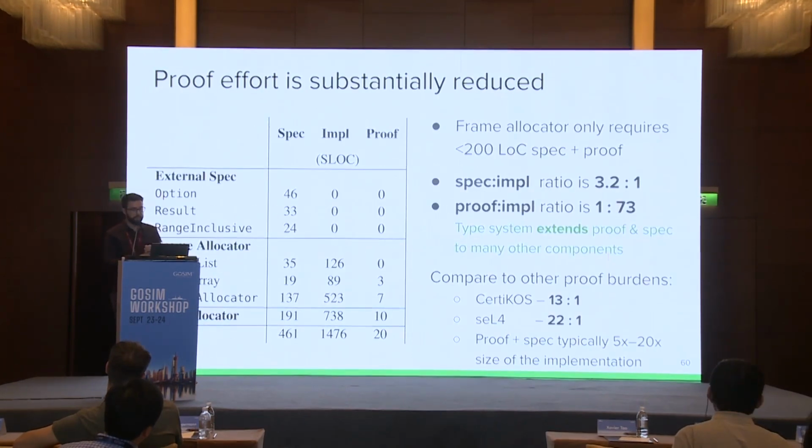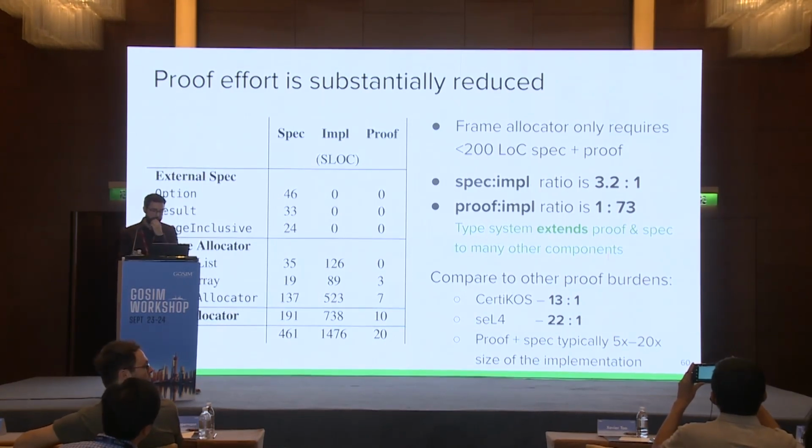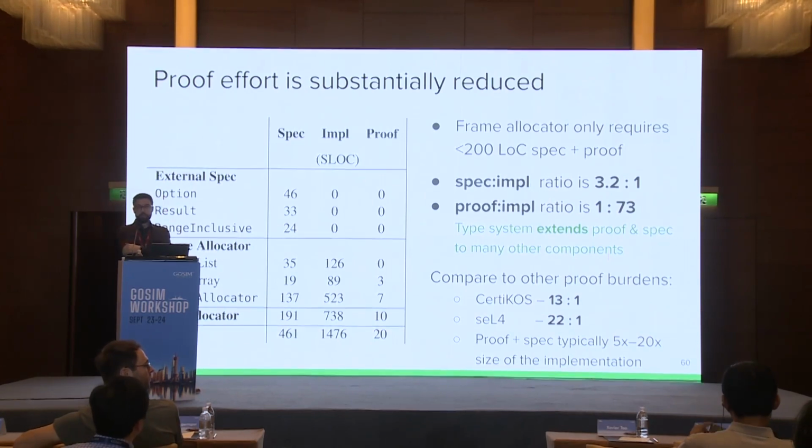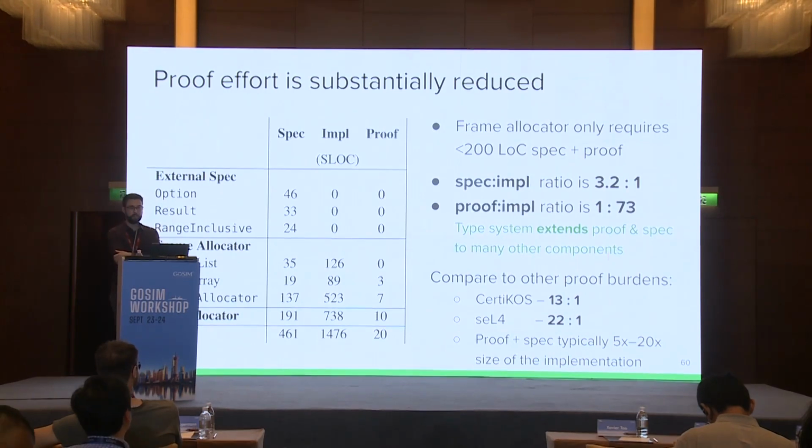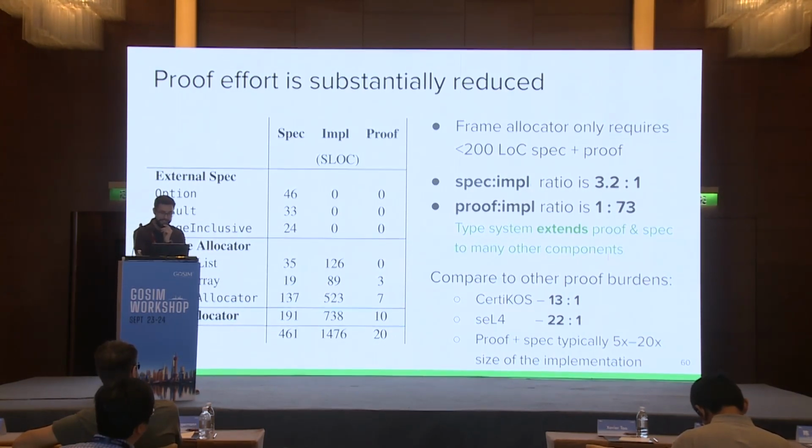What we found using this hybrid proof architecture is that we can substantially reduce proof effort. For the frame allocator, which is a few thousand lines of code, I think, and also the page allocator, they're very similar, we can get away with a spec and a proof that is under 200 lines of code. So that's a spec to implementation ratio of 3.2 to 1 and a proof to implementation ratio of only 1 to 73. So that's tiny, right?